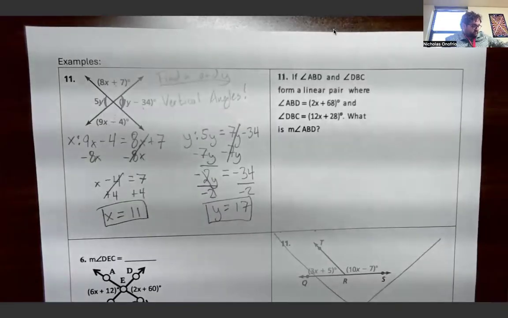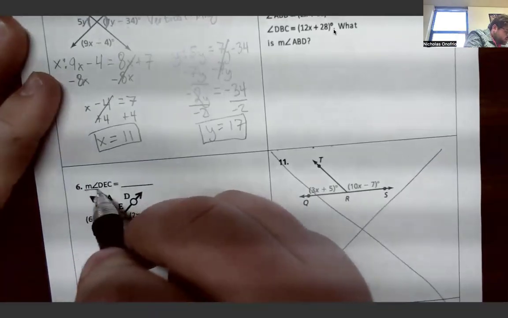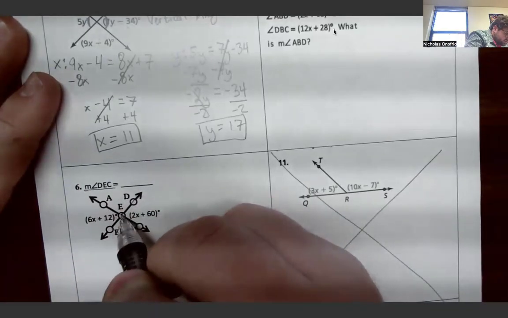All right. Let's do, for our next problem, problem number 6. Problem number 6, we need to find the measure of DEC.